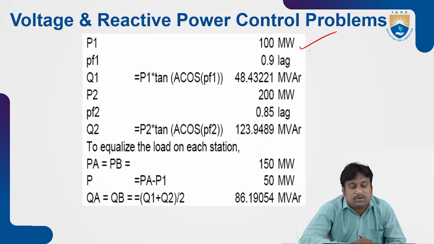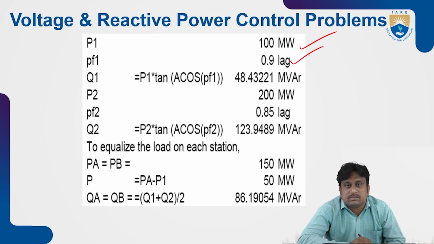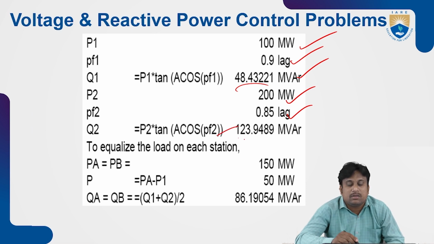So P1 is 100 megawatts, power factor 1 is 0.9 lagging, and Q1 is P1 tan phi 1, that is 48.432 MVAR. P2 is 200 megawatts, power factor 2 is 0.85 lagging. Q2 is P2 tan of acos power factor, that is 123.9 MVAR.